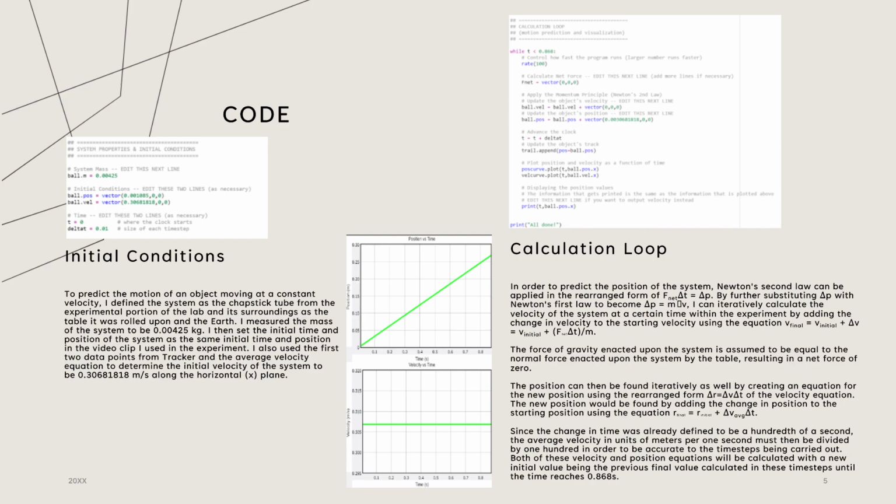The position can then be found iteratively as well by creating an equation for the new position using the range form of the average velocity formula so that the change in position is by itself. The new position would be found by adding the change in position to the starting position using the following equation. Since the time step was already defined to be 100th of a second, the average velocity in units of meters per 1 second has to be divided by 100 to fit this new time step.